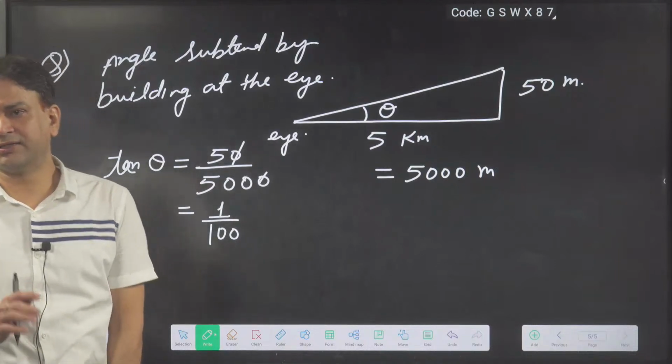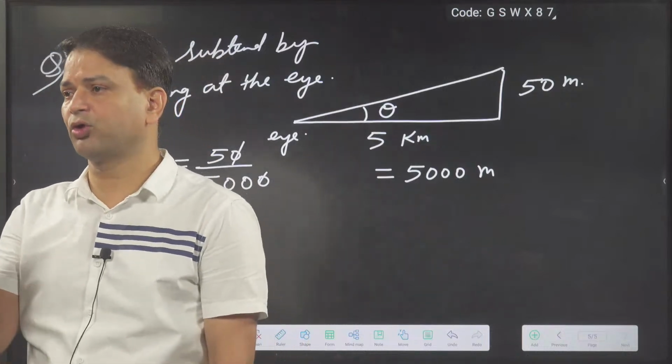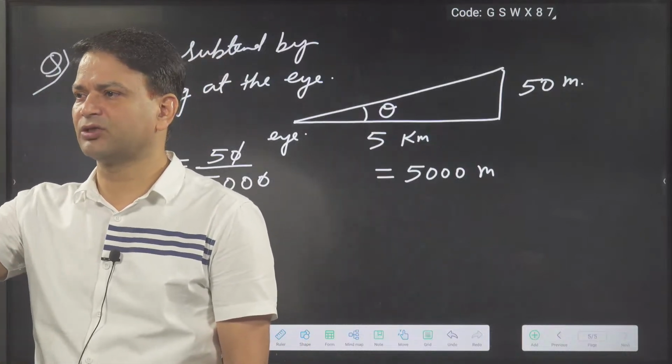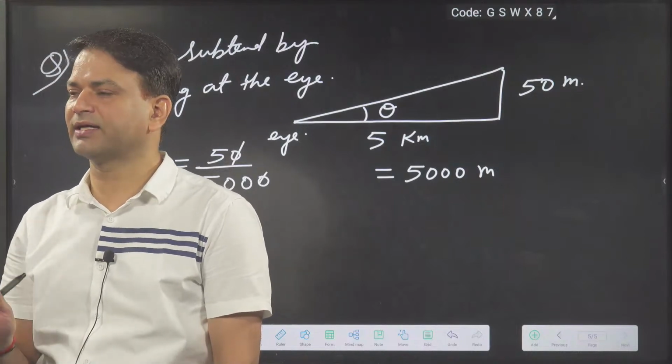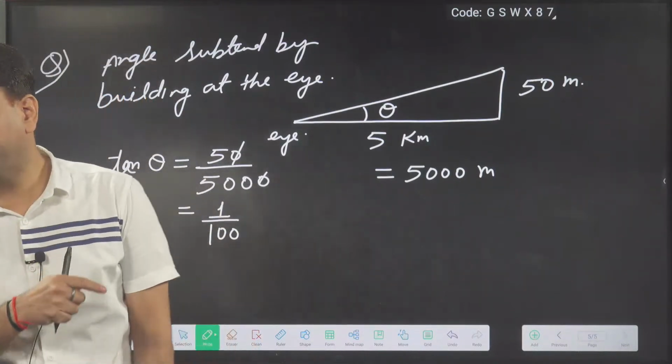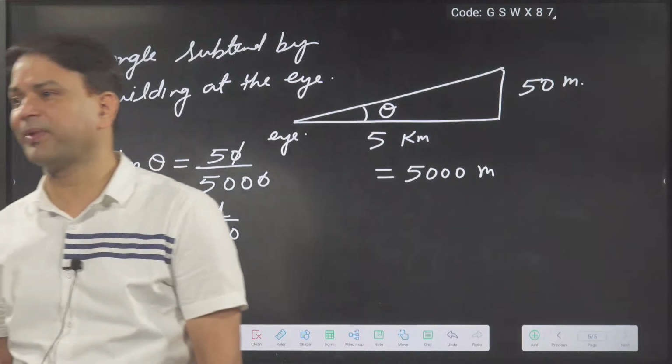Now suppose I am getting tan theta is equal to 1. Then we know that theta is equal to 45 degree. If I say tan theta is equal to 1, then I can say theta is 45. But here what am I getting? Here I am getting tan theta is equal to 1 by 100.